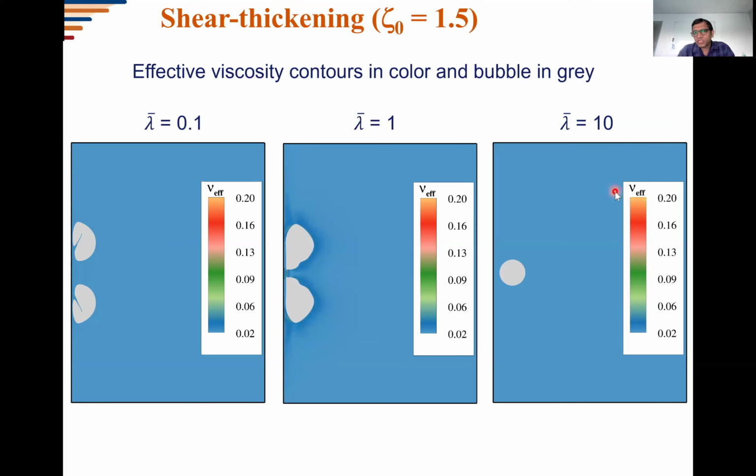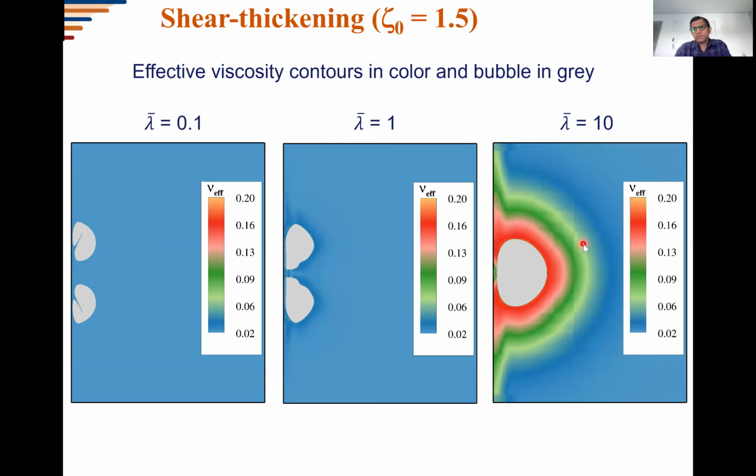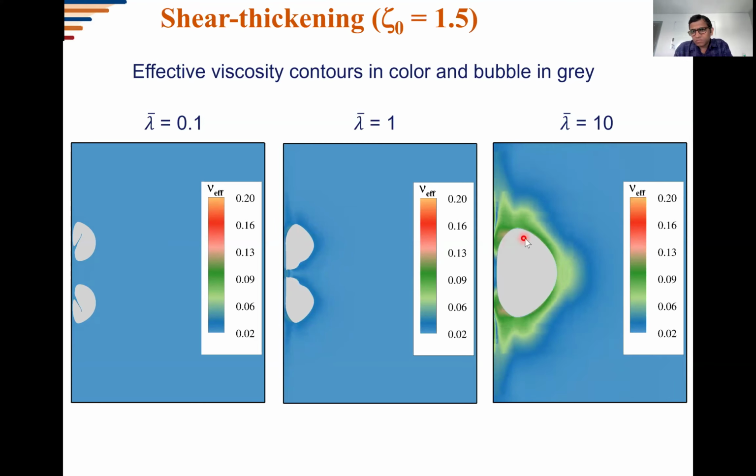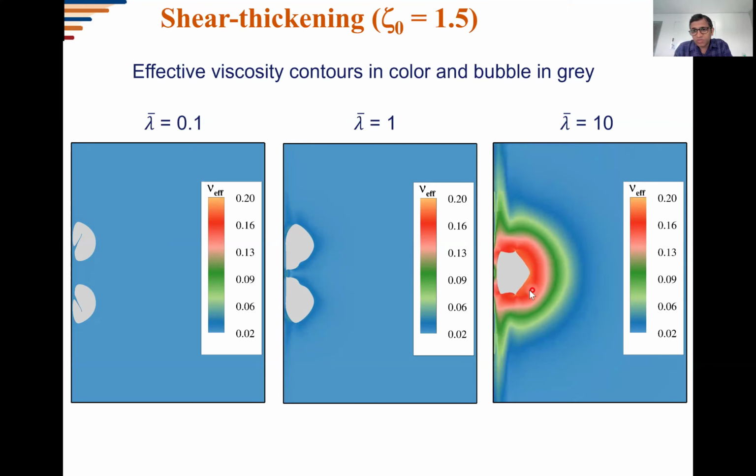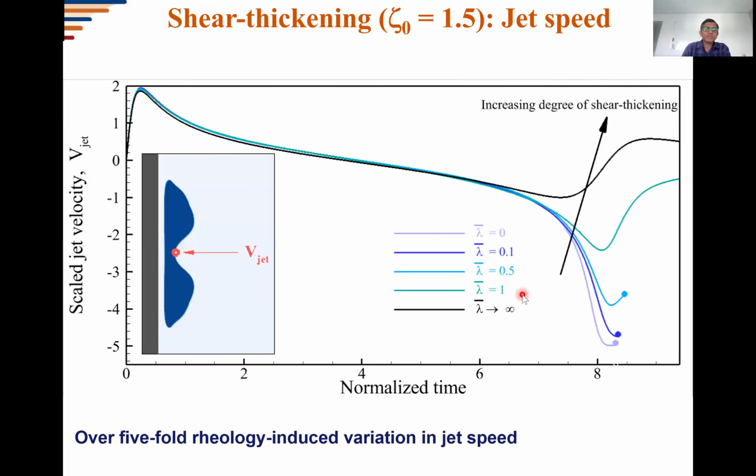At even higher material constant, essentially one gets a complete suppression of this jetting behavior. Okay, so here, as you can see, there's no jet formation at all. So again, this can be quantified using the jet velocity, which is the velocity along the symmetry axis of this distal side of the bubble. So when there's shear thickening, because the medium is at higher viscosity, there's no jetting at all.